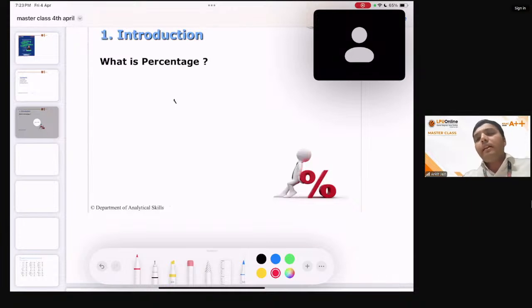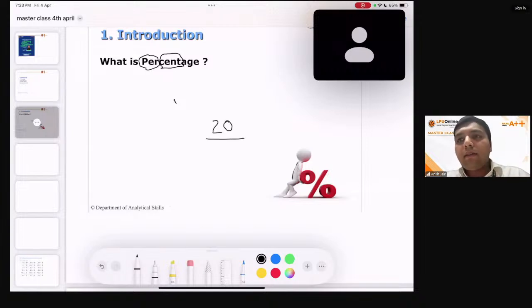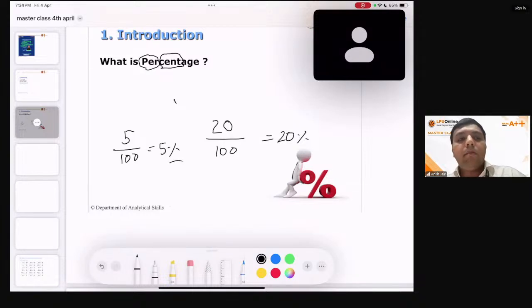As you know, percentage is percent. Percent means when you divide any number by 100, it becomes a percentage. For example, this word cent represents 100, and this per represents divide by 100. If the number is 20, when you divide 20 by 100, it becomes 20%. For example, when you divide 5 by 100, it becomes 5%. Percent means divide by 100.